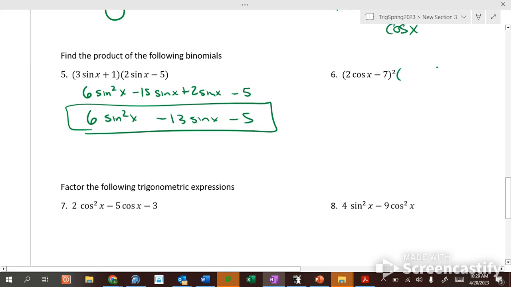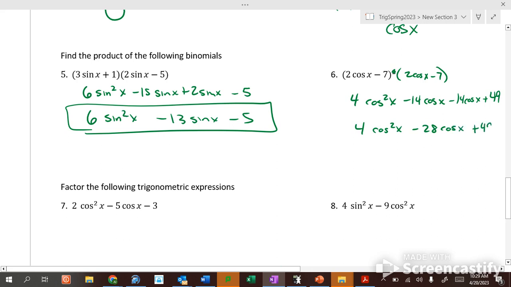This one, when it's quantity squared, we write it twice in FOIL. So we get 4 cosine squared of x. Outer is minus 14 cosine of x. Inners is minus 14 cosine of x. Last times last is positive 49. So it's 4 cosine squared of x minus 28 cosine of x plus 49.